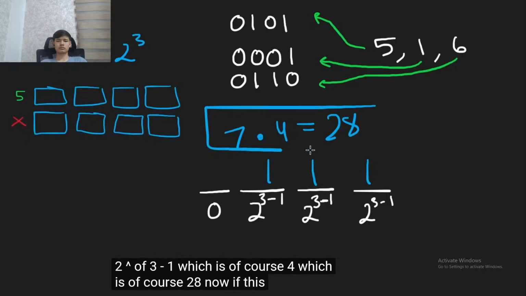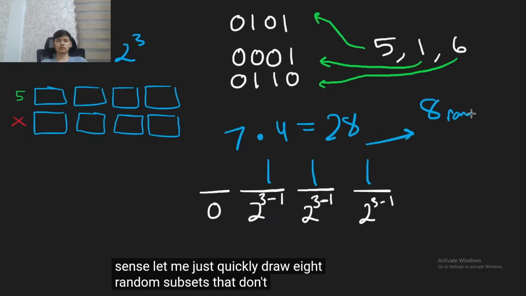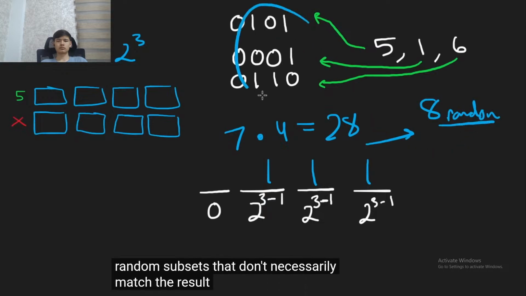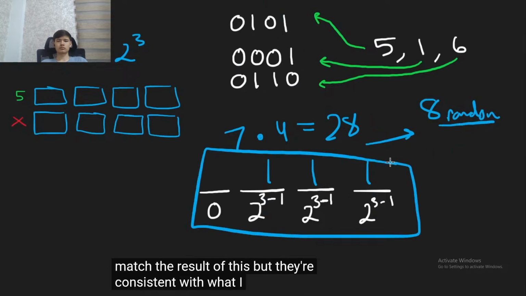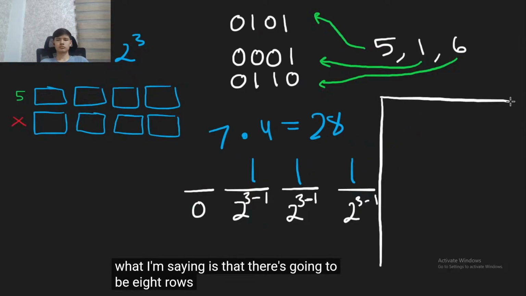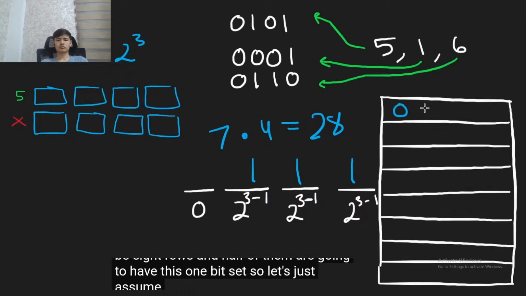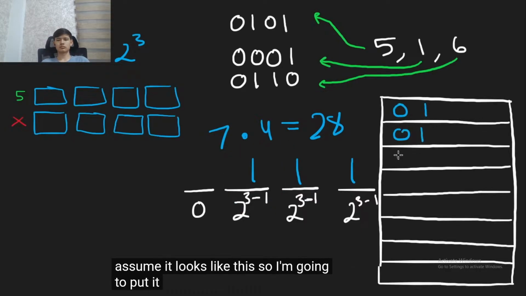Now, if this doesn't make sense, let me just quickly draw 8 random subsets that don't necessarily match the result of this, but they're consistent with what I said down here. So what I'm saying is that there's going to be 8 rows and half of them are going to have this 1-bit set. So let's just assume it looks like this. So I'm going to put it like that.